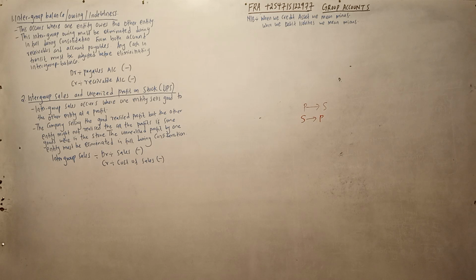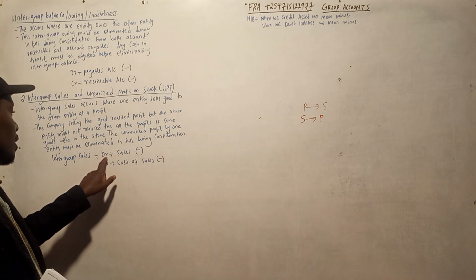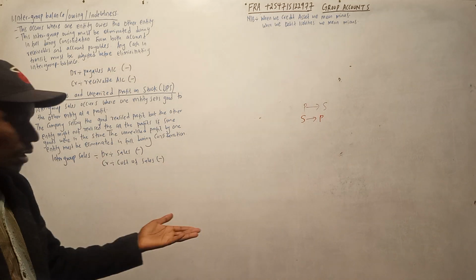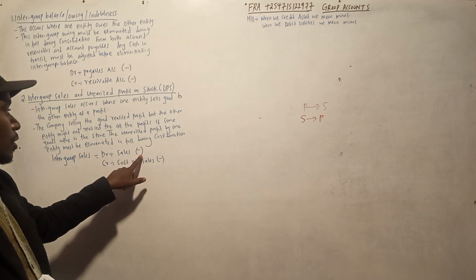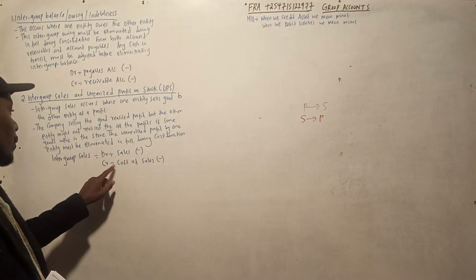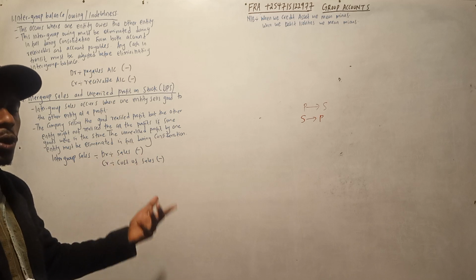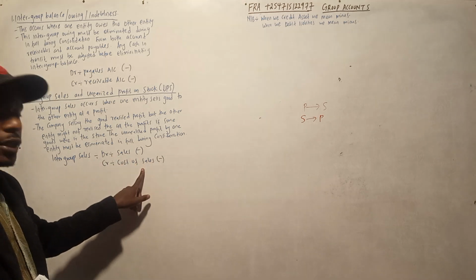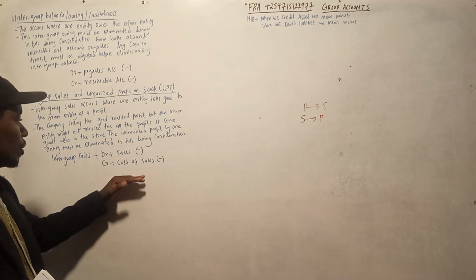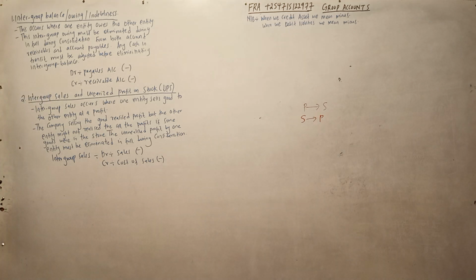When you debit sales, it means we deduct. But when we credit sales, we mean we add. But the opposite: when we debit sales, it means we deduct sales by that figure. When you credit cost of sales, it also means we reduce cost of sales by that figure. But when we debit cost of sales, it means we add. So in this case, we are going to deduct.